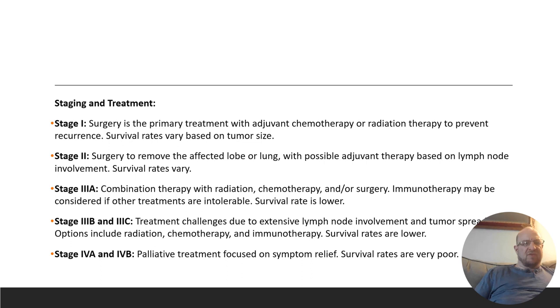So stage 1, primary treatment with adjuvant chemotherapy and radiation to prevent recurrence. Stage 2, surgery to remove the affected lobe or lung. Stage 3A, combination therapy with radiation, chemo, and/or surgery, and immunotherapy can be considered. Stage 3B and C, treatment challenges due to extensive lymph node involvement and tumor spread. And the last stage, 4A and B, palliative treatment focuses on symptom relief. And the survival rate of this is low, so know that.